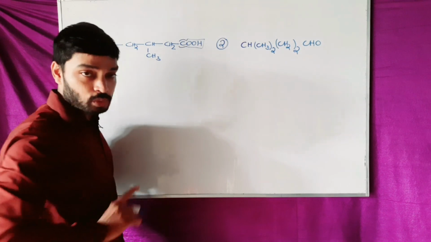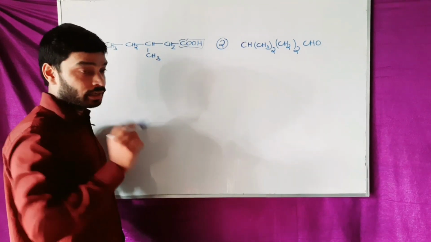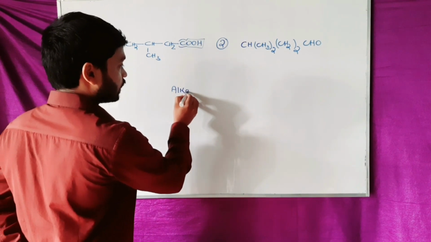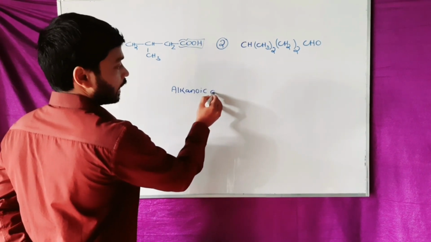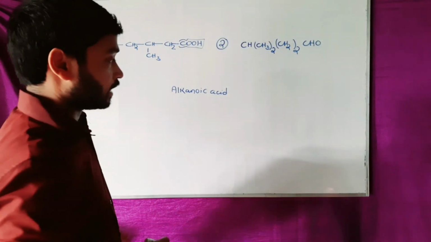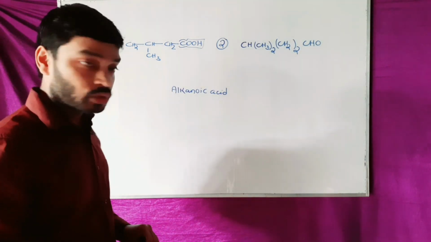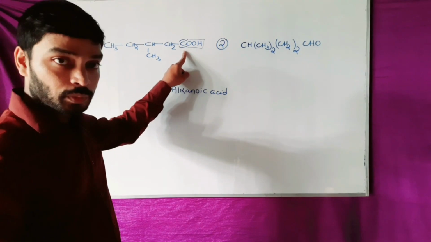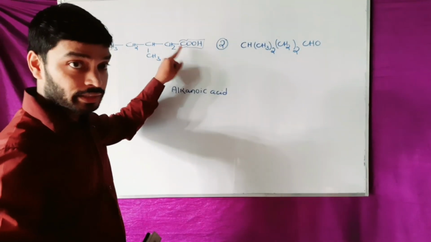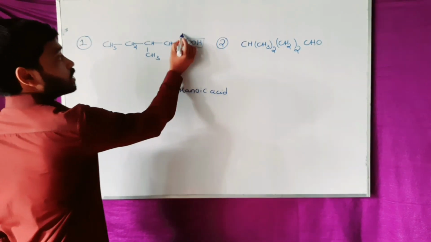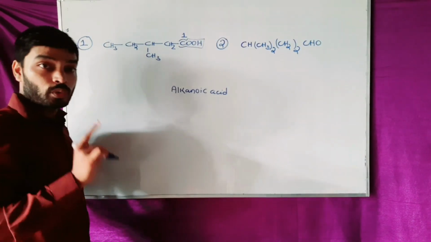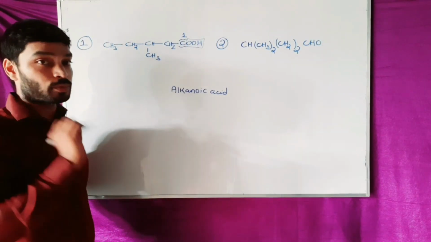After knowing that it is a carboxylic acid, one should know that its IUPAC name is alkanoic acid. It is alkanoic acid, and alkanoic acid has its general IUPAC name. So if a functional group contains a carbon atom and it is monovalent, then the number one position always starts from the functional group's carbon atom. That means the number one position will start here from the carbon atom of the carboxylic acid.